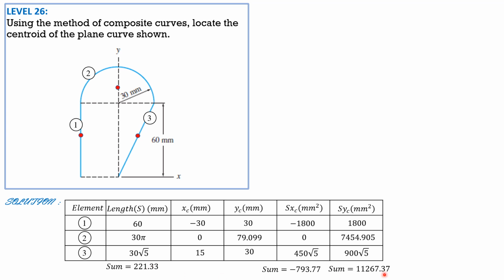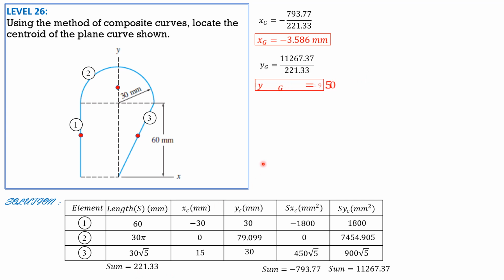So that's it. So x g is equal to negative 793.77 over 221.33. So the x coordinate of the centroid is negative 3.586 mm. Then y g is 11267.37 over 221.33. So y g is equal to 50.91 mm. So that's it for this problem.